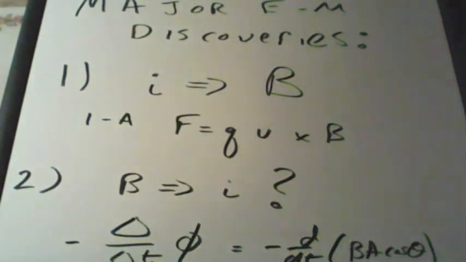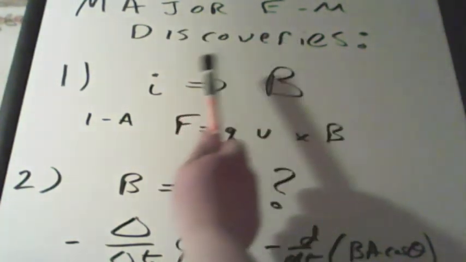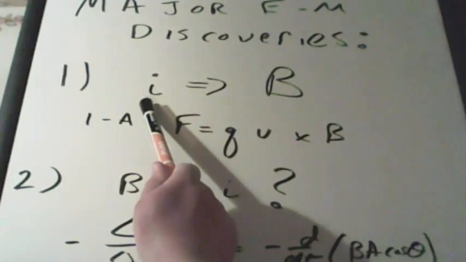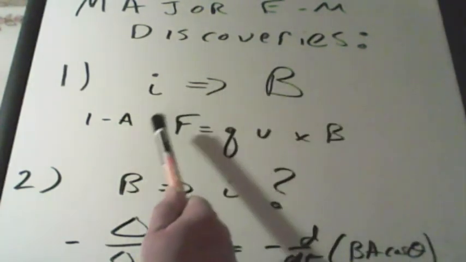Hi everyone, I'd like to wrap up this module on electromagnetism and make a connection between some of the different things we've been talking about throughout the year, and then finally the last module on optics. So to review some of the big discoveries we've talked about with electromagnetism: electric current will give you a magnetic field. This is known as Ampere's law.